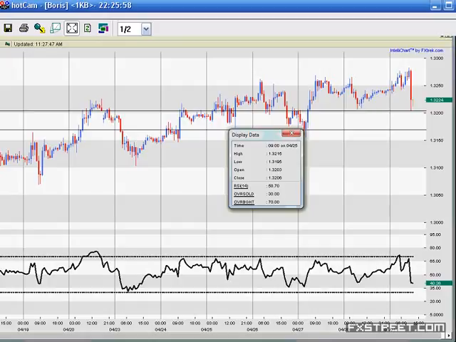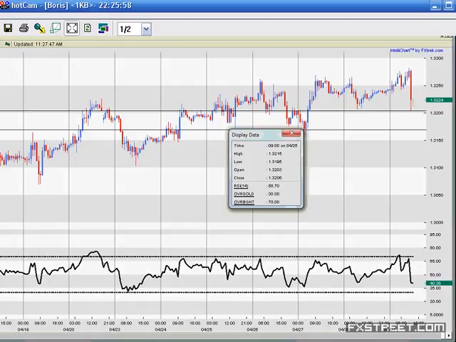So here's a perfect example. I think this was the 24th of April, right? Euro, I go long. It's in an uptrend. The RSI on this was 64.39, right? And this is an hourly chart, by the way.